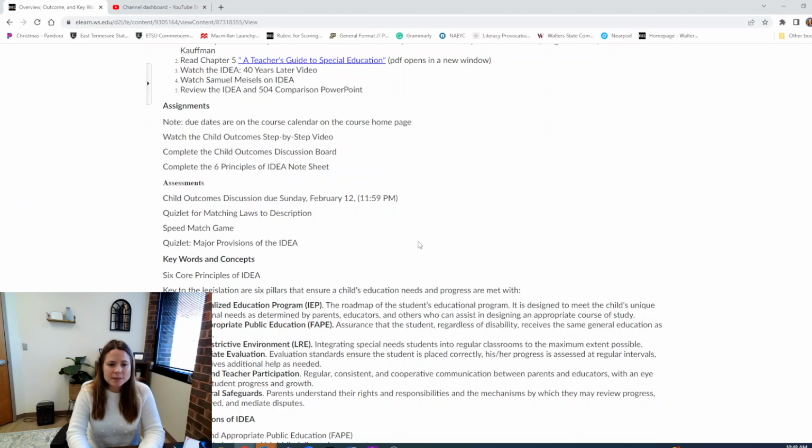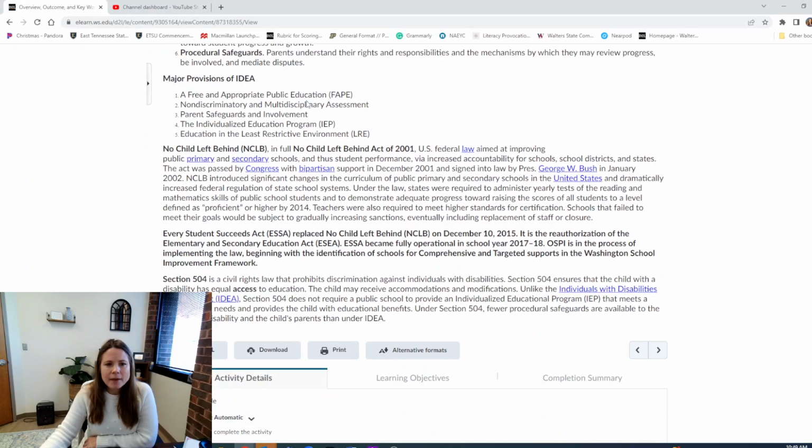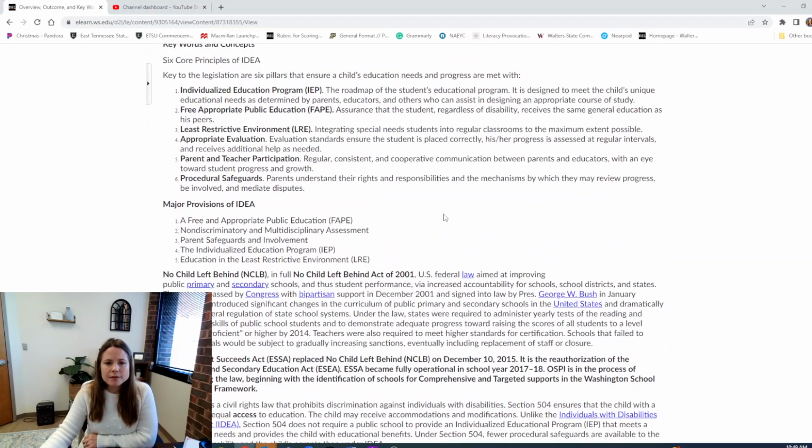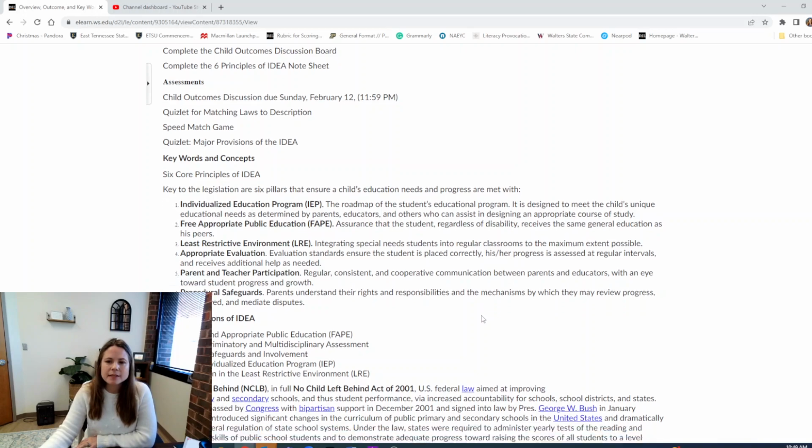So you'll have a speed matching game, a Quizlet game to match all the laws to the description. And remember, you'll also have a Quizlet on those major provisions of IDEA. Now, as far as keywords and concepts, I went ahead and put them here, which were the 6 principles of IDEA, the major provisions of IDEA, what the No Child Left Behind Act is, the Every Student Succeeds Act, and Section 504. These are things that you need to know that you will be tested on. So make sure you know those core concepts and keywords.